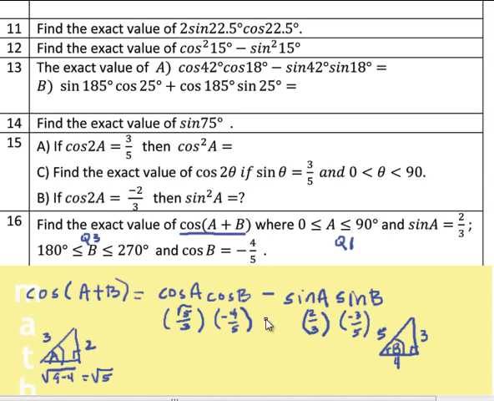So we filled in all our values. I'm not going to continue this, but we can just multiply and subtract and get cosine A plus B that way.